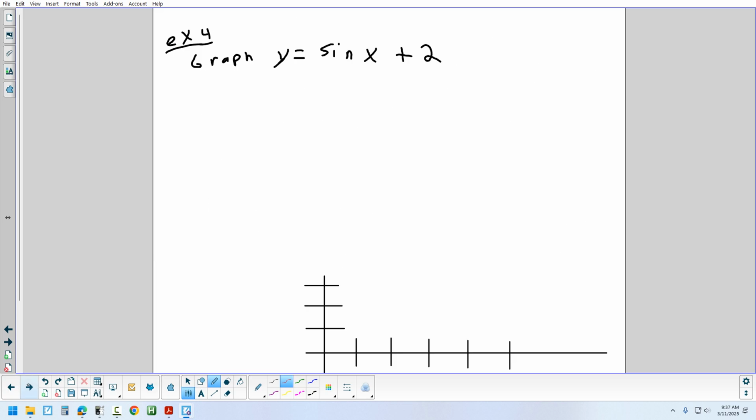All right, so let's try that. Y equals sine of x plus 2. Okay, so now we know 3 out of 4 of the transformations we're going to learn this week. So first thing we have to do is identify which one that is. Okay, on the test, they're all going to be mixed up.